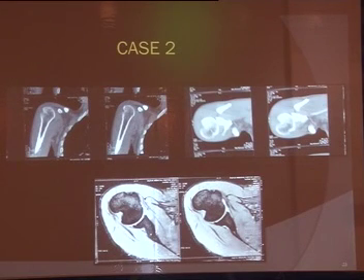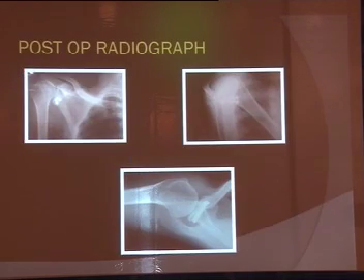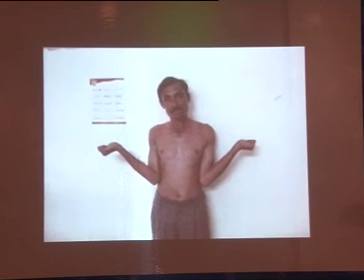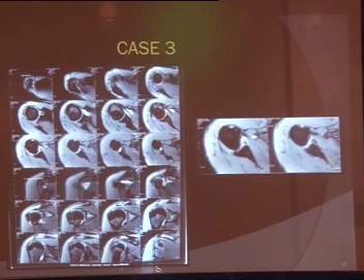This is the second case. He is an epileptic 24-year-old male. You can see a large Hill-Sachs lesion in the head. This is the postoperative radiographs. This is the postoperative range of motion. This is 1 year follow-up. Again almost complete external rotation. This is the third case, a 20-year-old male.